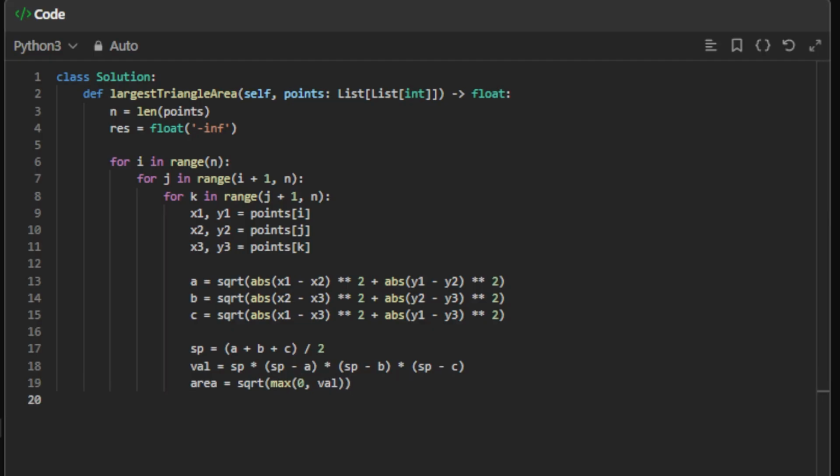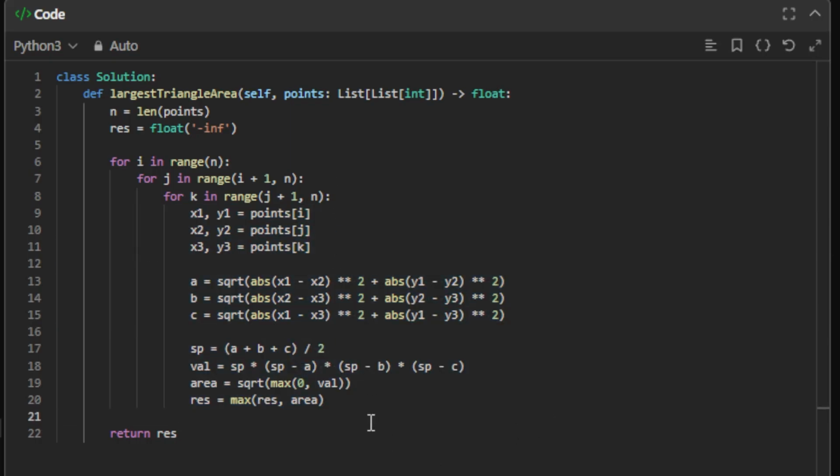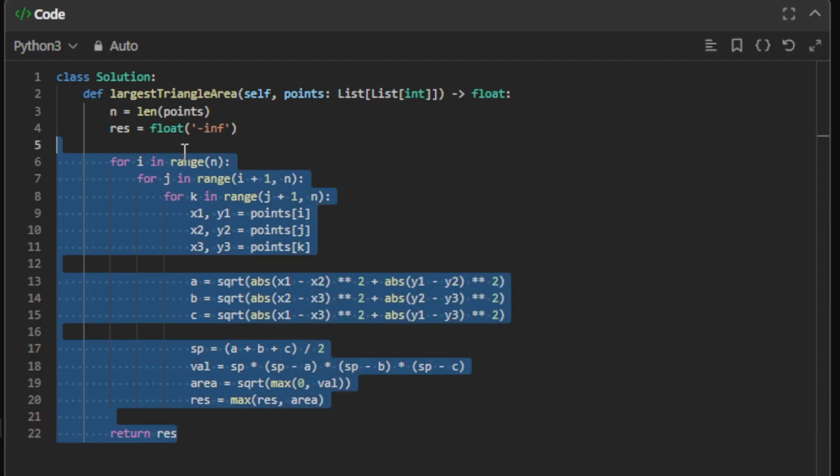And finally, we update the result. This is the maximum among the result and the area. And finally, we can return result. So this is it for the code. As you can see, this is a math problem. Here time complexity will be big O of n cubed and space complexity big O of 1.